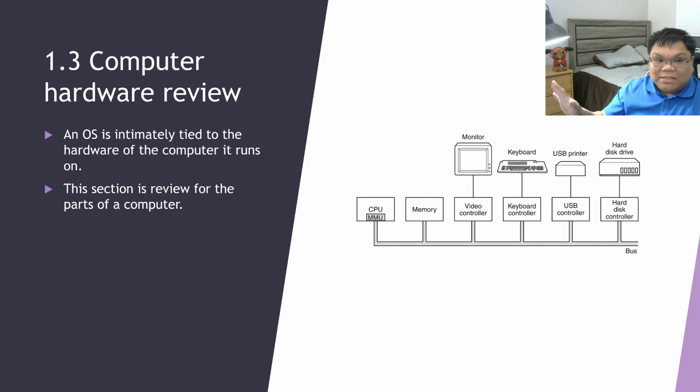So, the next couple slides are basically a review of all the hardware that a computer is going to have. So you have the monitor, the keyboard, a printer, a hard disk drive, CPU, memory, and then all sorts of controllers for all the other hardware connected to what is called a bus. So this is just review for the parts of a computer.